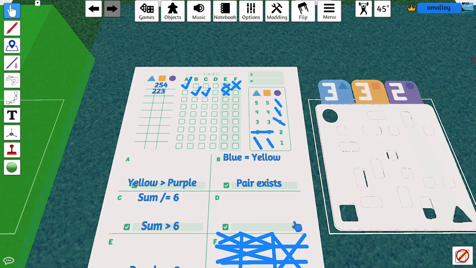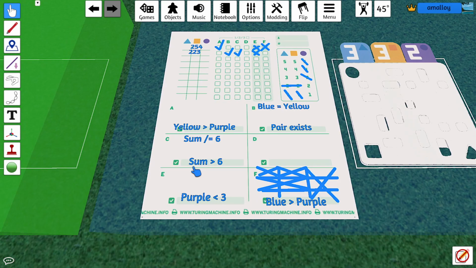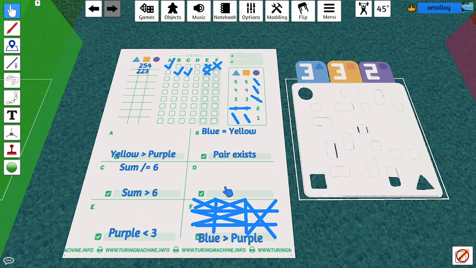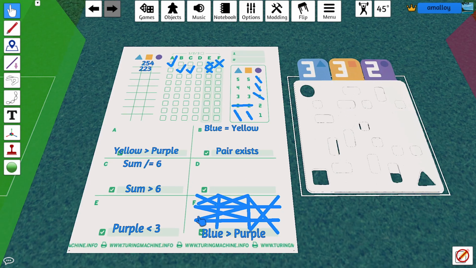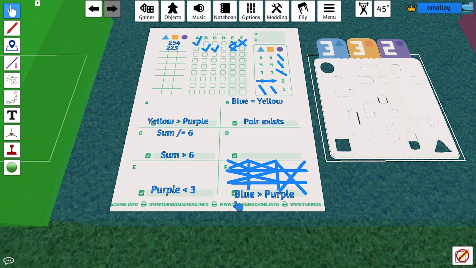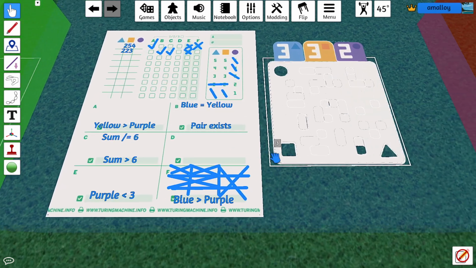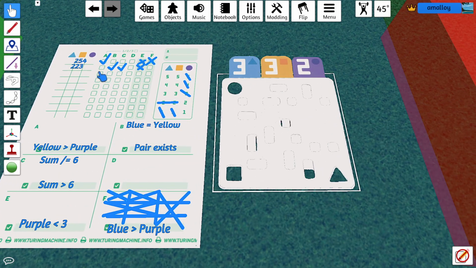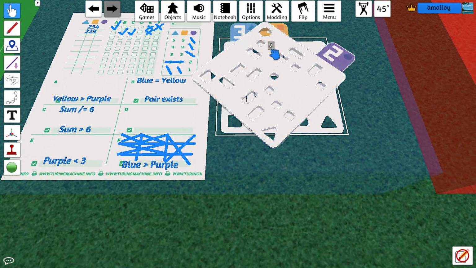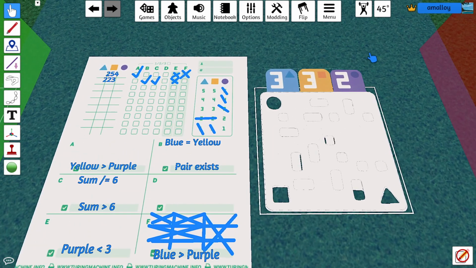Let's confirm that this matches with all of the deductions we have. Is yellow more than purple? Yes. Is there a single pair? Yes. Is the sum greater than 6? Yes. Is there a sequence of length 2, either ascending or descending? Yes, 3, 2. Is purple less than 3? Yes. Is blue greater than purple? Yes. I could go double check all of these deductions based on these 6 queries, but I don't want to. So I'm just going to submit 332. I think this is right.